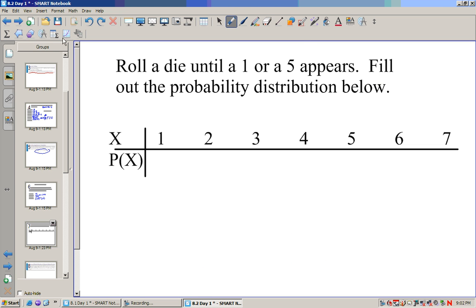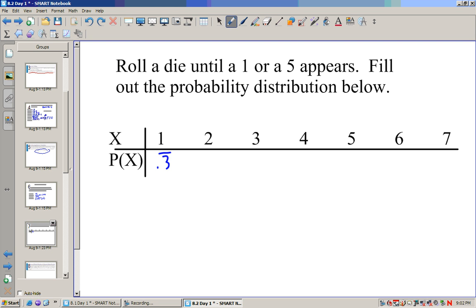Alright, now if we roll a die until a 1 or a 3 appears, that's 2 out of 6 options, so that's going to be 1/3 or 0.3 repeating as my probability there. Now, can you take a second and fill in these probabilities? Alright, hopefully everybody's done.